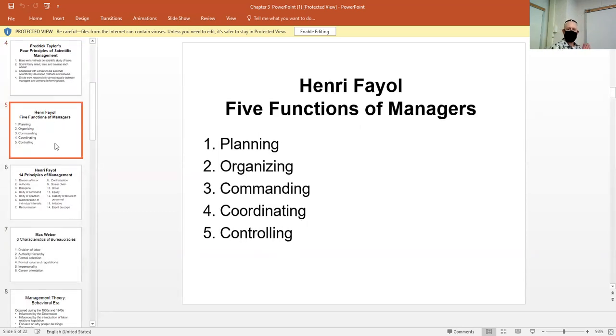Fayol, five functions of managers. You need to know what these are. The five functions, as he saw it, were planning, organizing, commanding, coordinating, and controlling. Okay, let's talk about these just a little bit. Planning, we all know what that's about. As a manager, you have to be able to plan. You plan the schedule, who's going to be there, what you're going to do that day, whatever. Organizing, what kind of things might we have to organize as a manager?